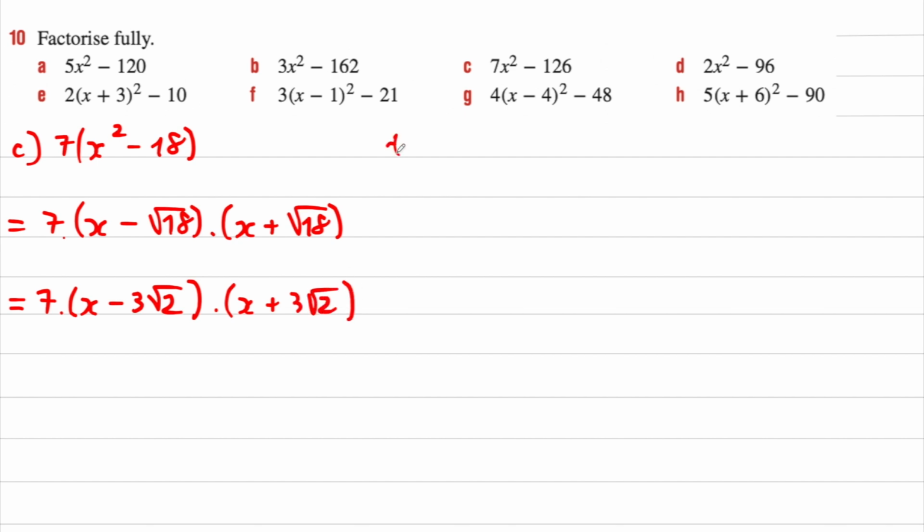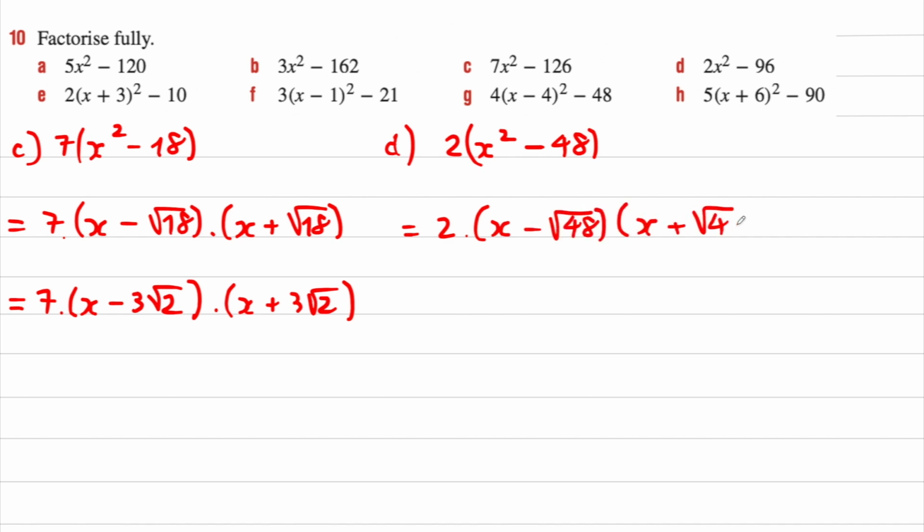And D, take 2 outside first because 96 is divisible by 2. And minus 48 here. About 48, I get 16 times 3. So the first one, square root of 48 and plus square root 48. And the next, you get h minus 4 square root 3, and then h plus 4 square root 3 here. That is question D.